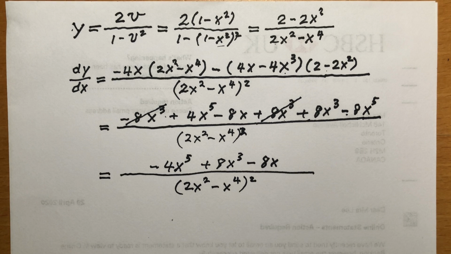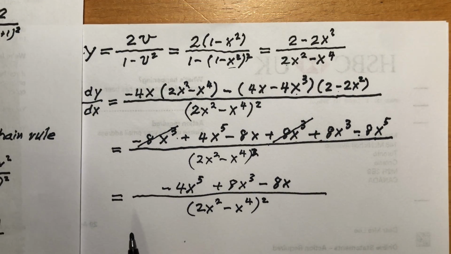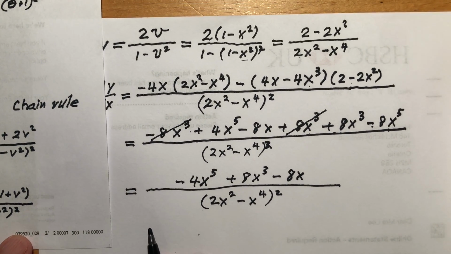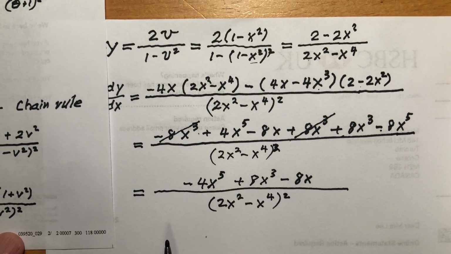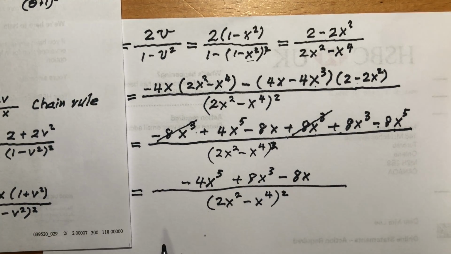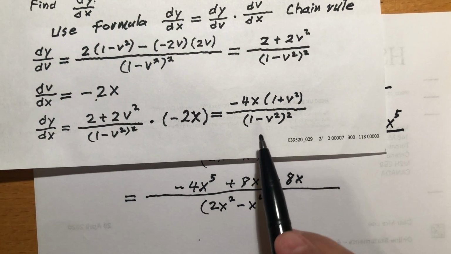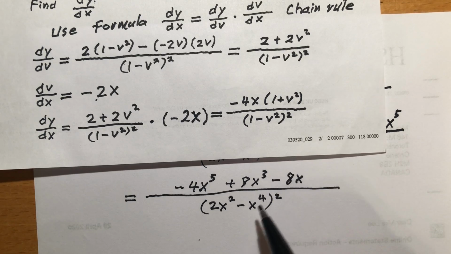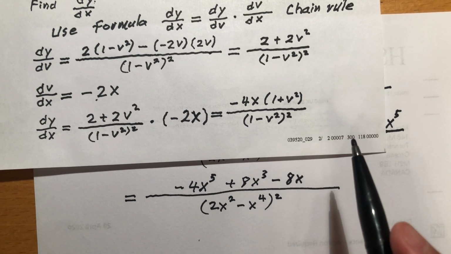Let's compare this result with the result I have before using chain rule. This is substitution, you get the result. And if I use chain rule, I get this result. So are they the same? Of course they are the same.